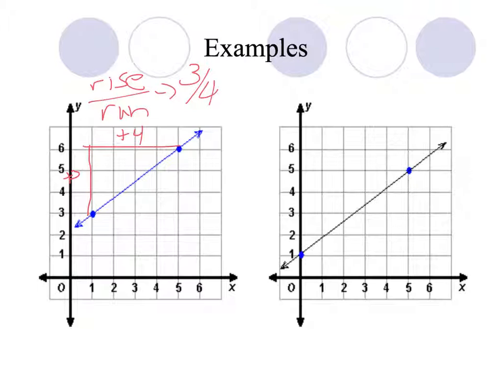Looking at the second one, again, I'm going to start at the dot on the left. I'm going to go up. I'm going up 4 blocks. Because I'm going up, it's a +4. I am going to the right 5 blocks. Because I am going to the right, it is +5. So my slope is 4/5.